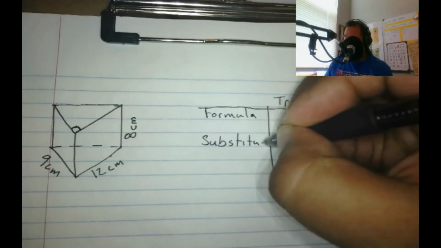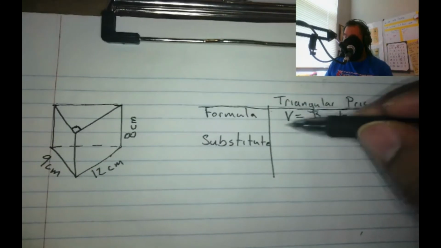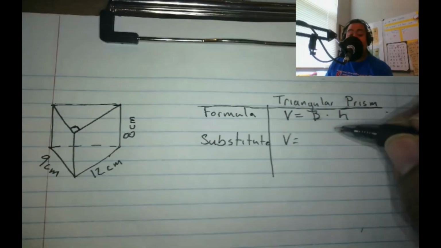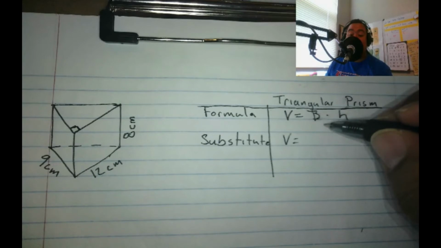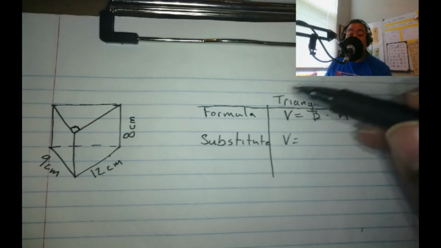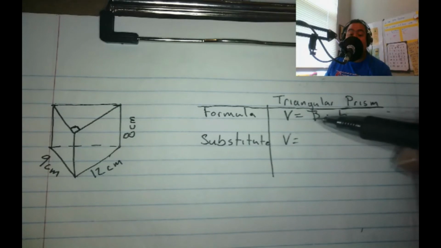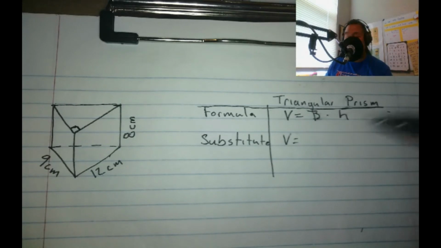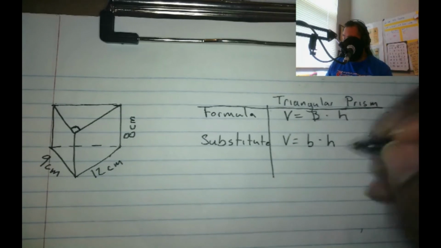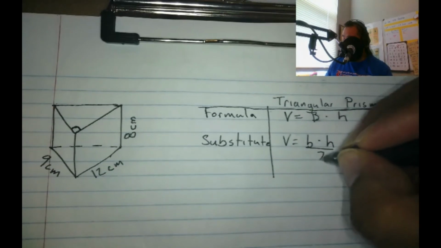Substitute. So the letter V, I'm still looking for the volume, so that's going to be the letter V. That's what I'm looking for. The big B stands for the area of the triangle, because this prism is a triangular prism. So instead of the big B, we're going to rewrite this as the base of our triangle times the height of our triangle divided by 2.